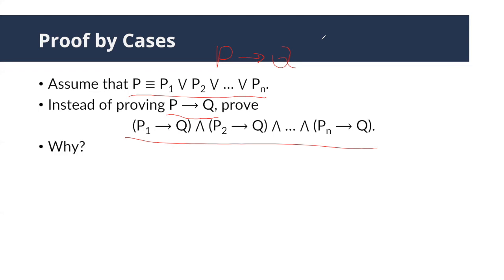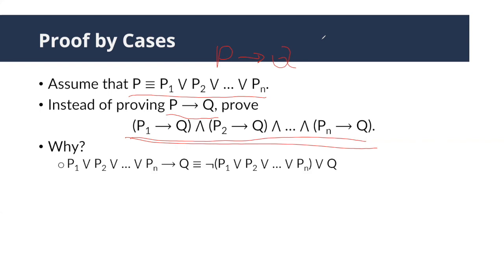Why can we do that? We can show this is equivalent to the original implication. Let's see how. Because P is equivalent to this one, we can just put this long hypothesis in the original implication. Then we can apply the implication law on the whole implication. So you have this one. And look at this part.